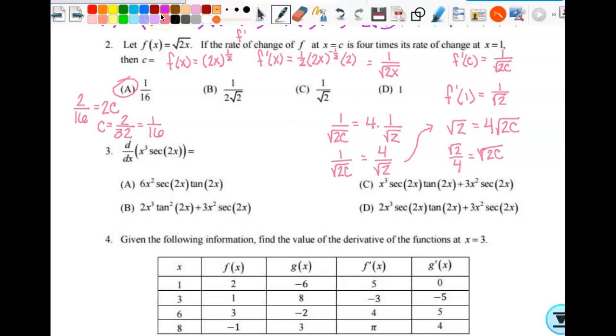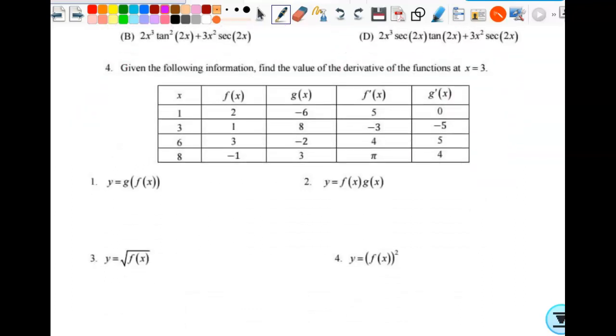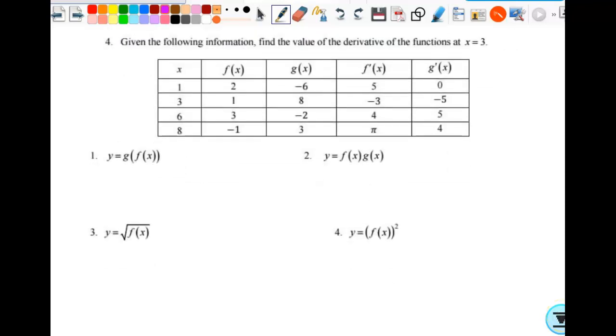Let's see. We're going to skip over this one because we'll come back to it. We'll do this one tomorrow, but I want to get here to answer Adrita's question from earlier. It says, given the following information, find the value of the derivative of the function at x equals 3. So we're going to have to do the derivative here. That means I'm going to have dy dx.